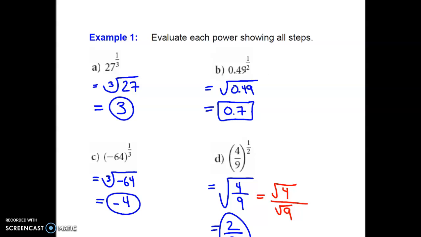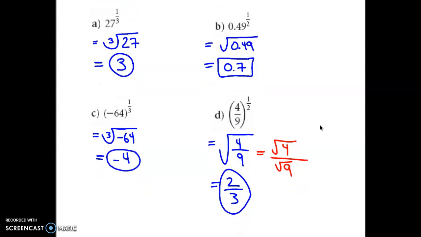So it's okay if it's a decimal. That's still a rational number, right? Because it terminates, it ends. So 0.49 to the power of a half. The 2 becomes our index. When it's a square, we don't often have to write the 2, but you can. So it's the square root of 0.49, and that equals 0.7.